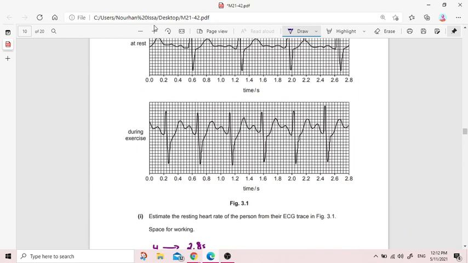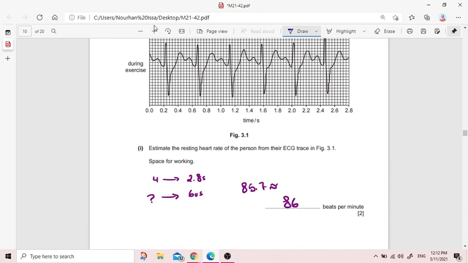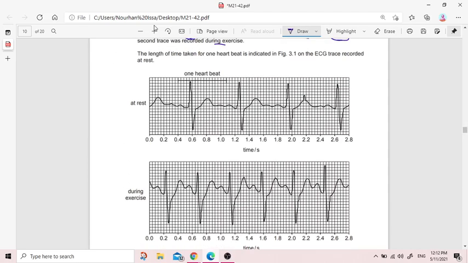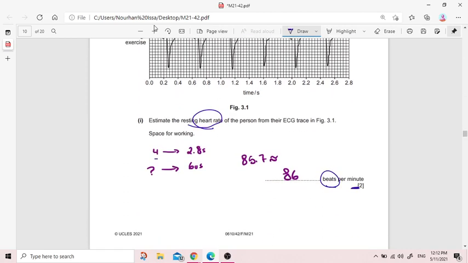Okay, and this is during exercise. Estimate the resting heart rate. Resting heart rate. He wants you to know how many beats per minute during rest. How do I do this? Well, here you have the time. So what will you do? You will say there is 1, 2, 3, 4 heartbeats. 4 heartbeats in 2.8 seconds.